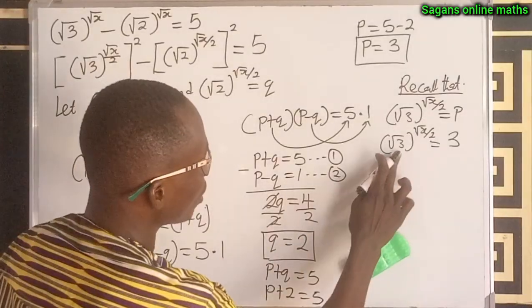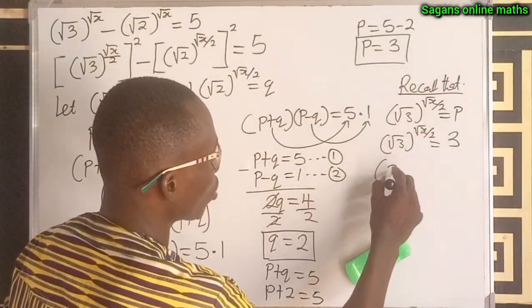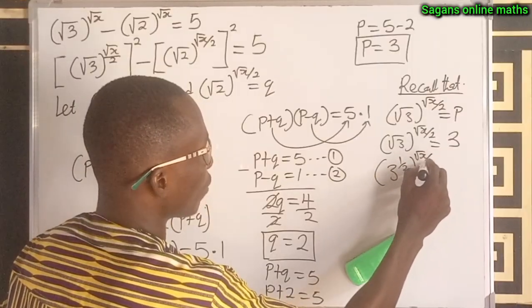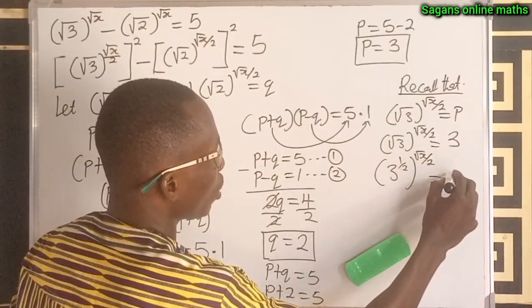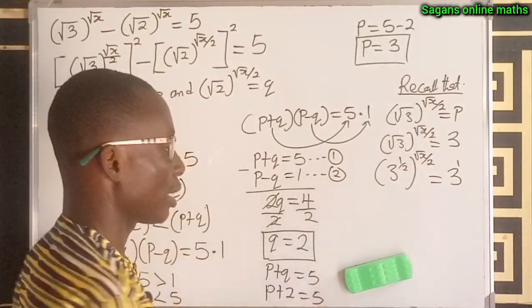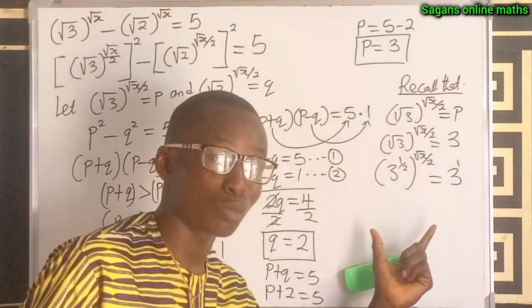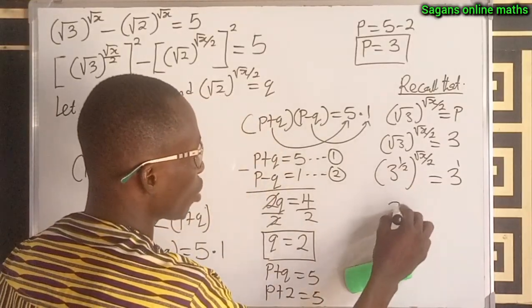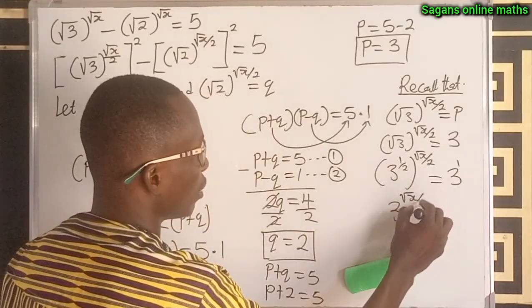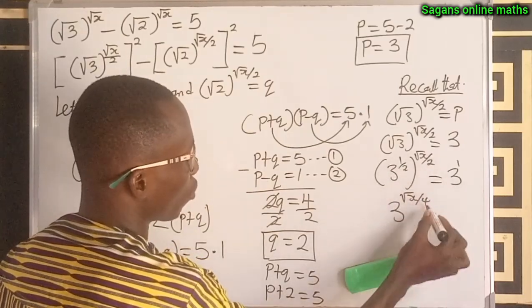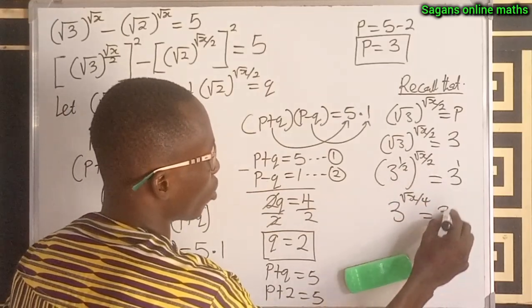Now we know that this √3 can also be seen as 3 to the power of 1 divided by 2, all to the power of √x divided by 2, equals 3, and the power of this 3 here is 1. Remember that the index inside the parentheses multiplies the index outside the parentheses. So this is 3 to the power of √x divided by 4, because 1 times √x gives us √x, and 2 times 2 gives us 4, equals 3 to the power of 1.